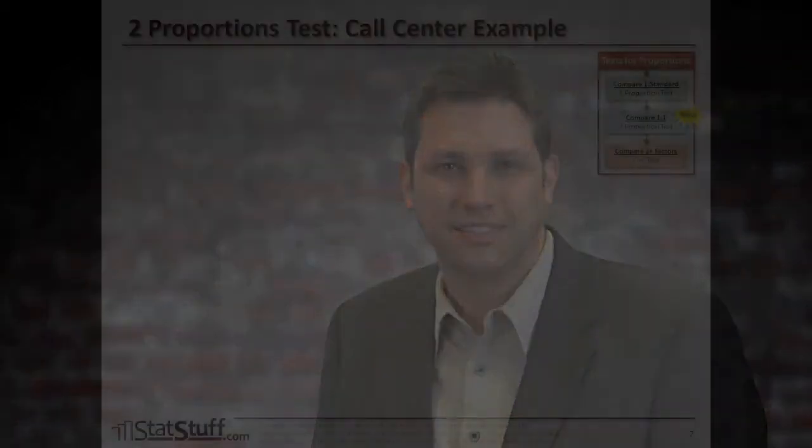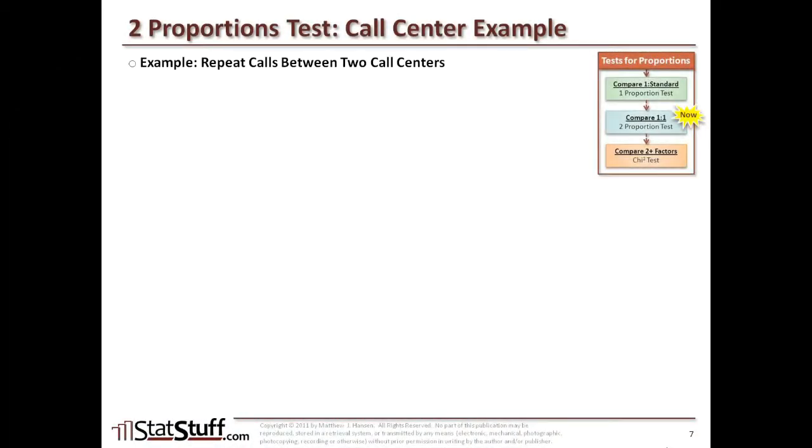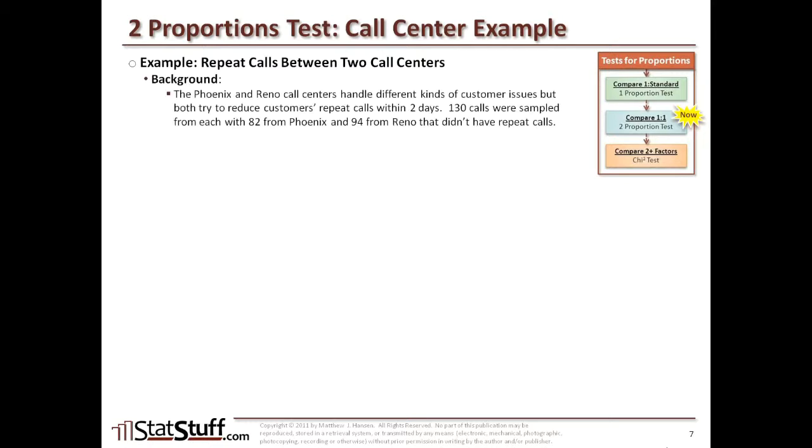Now let's walk through a couple examples of the 2 proportions test. First, we'll start with an example where we're measuring repeat calls at a call center. This example is going to be looking at repeat call activity between 2 different call centers. As background information, let's say that we've got a call center in Phoenix and another one at Reno that handles different types of call activity from the customers.